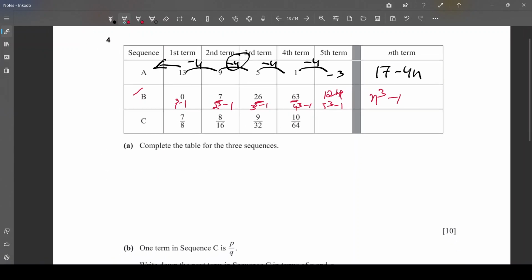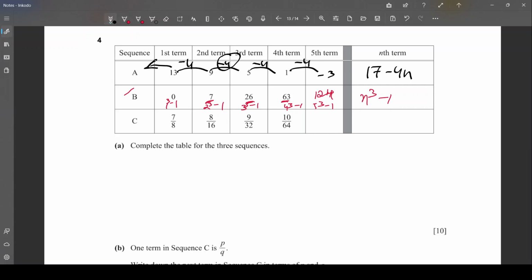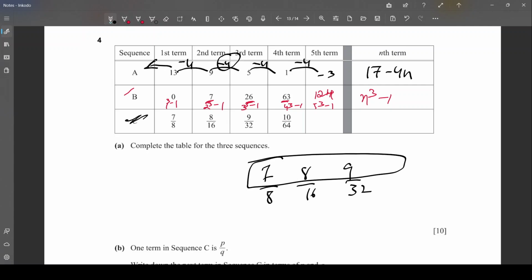So okay, one more thing that you should know, that for this type of question, when there are rational numbers like 7 by 8, 8 by 16, 9 by 32, you can individually do the work. Let's say the top number, you can calculate it first. What is the nth term for this? So this has plus 1, plus 1, plus 1 on this, right?